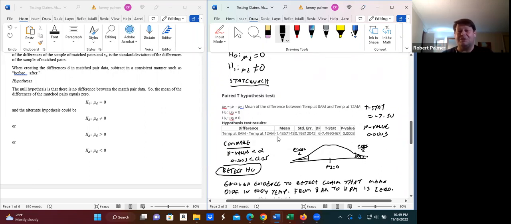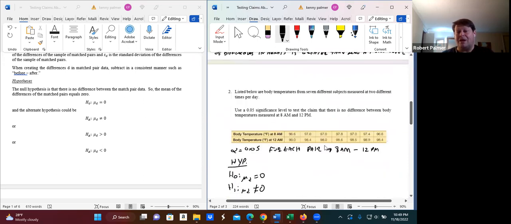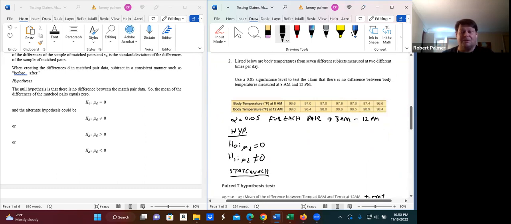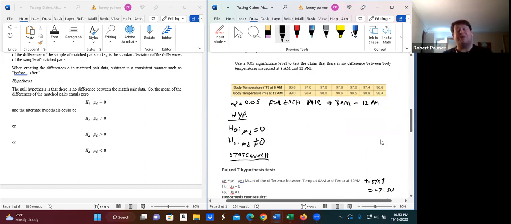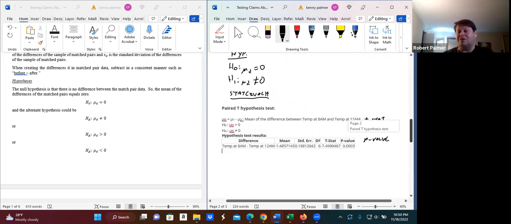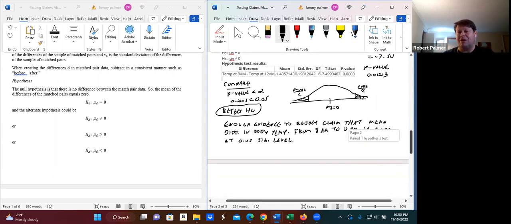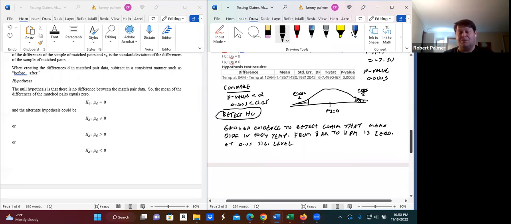The mean kind of suggests being negative, that since we did it as 8 a.m. minus 12 p.m., the 12 p.m. values are higher, but that's not the test we did. You could also do a separate test for that and say that maybe mu of d is less than 0 and see what happens. But for the test we did, all we can say is that there's enough evidence to reject the claim that there's no difference. There does appear to be some difference statistically, but we don't know the direction based on this particular test.